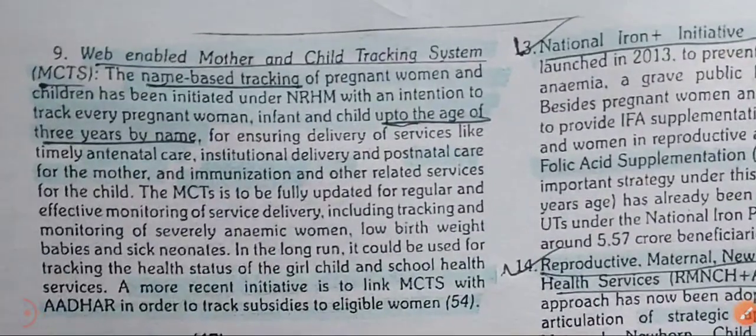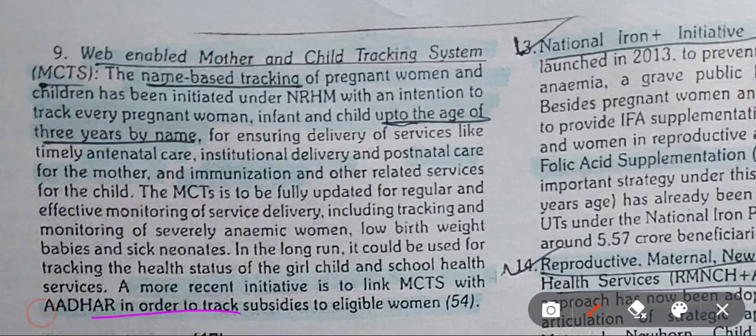Then comes the MCTS, the Mother and Child Tracking System. This is name-based digital web tracking of every pregnant woman and child up to 3 years, to ensure timely ANC, institutional deliveries, PNCs and immunizations. It forms linkages with the national biometric identification system, Aadhaar, in order to track the subsidies to eligible women.